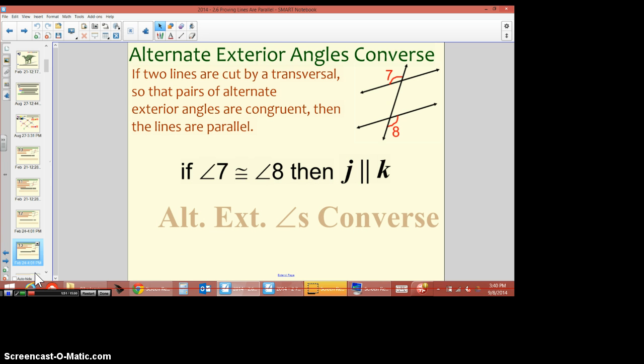We also have alternate exterior angle converse. We've already talked about this before. If 7 and 8 are congruent, then you know that the two lines being cut by the transversal are parallel.